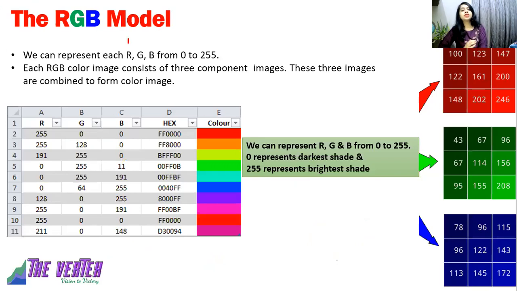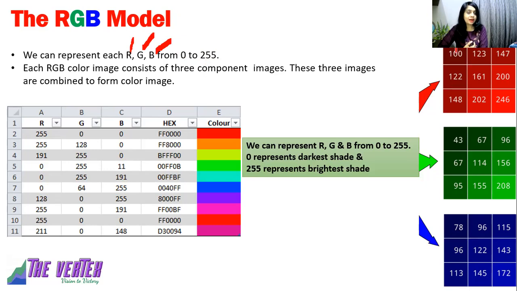Now in the RGB model, we represent each of R, G, and B from 0 to 255. That means each shade of red can be represented from 0 to 255, each shade of green can be represented from 0 to 255, and blue can again be represented from 0 to 255.